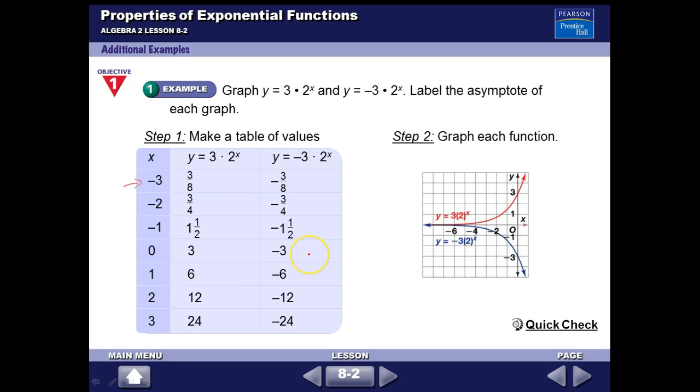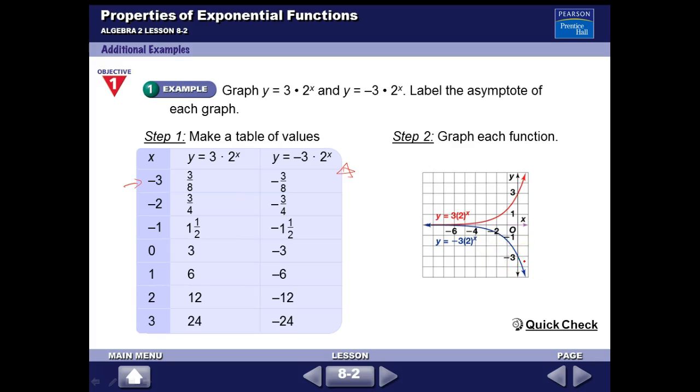They take their points and they plot them. This graph is super small, and I apologize for that, but you can see that this first one is going to create the red line, 3 times 2 to the x, and here is going to be my blue equation graphed.